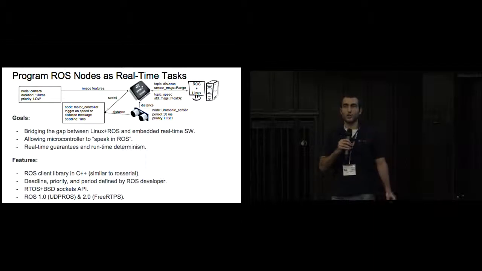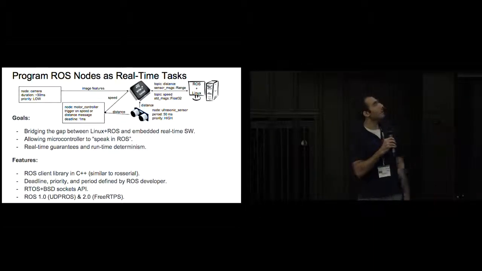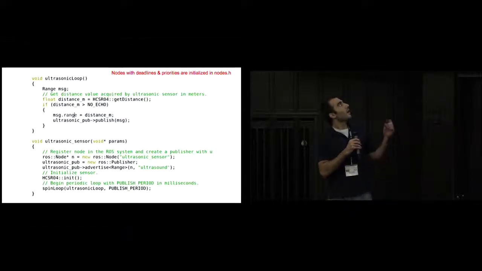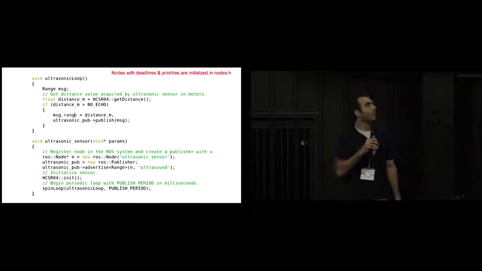with which you can program the ROS nodes very simply. As you can see in the next slide, it is like C++ in regular ROS on Linux, and it also allows you to specify the deadline or priority in the node's header to guarantee real time.